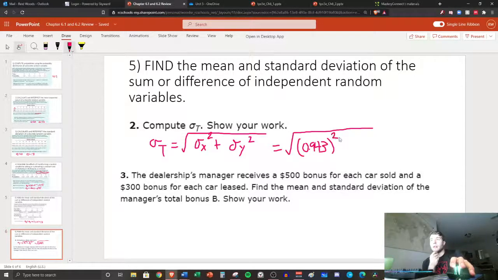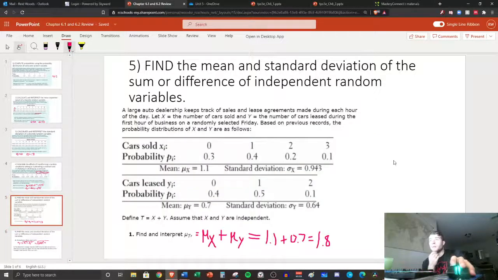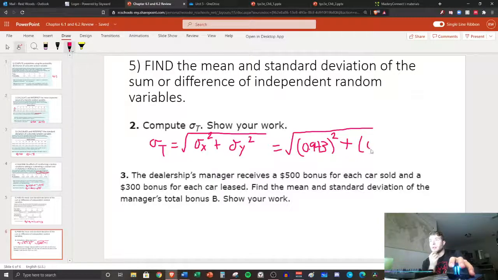We're going to square it. Then we're going to add that to 0.64. We're going to square that.